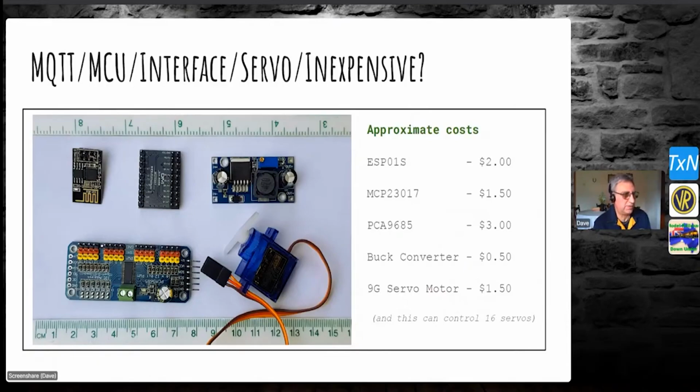I tend to use buck converters to drop down the voltage. I have some of those, and they're 50 cents a pop, but you can get cheaper ones as well if you have fixed outputs. That one has an adjustable output.